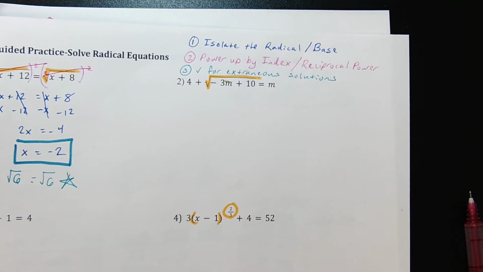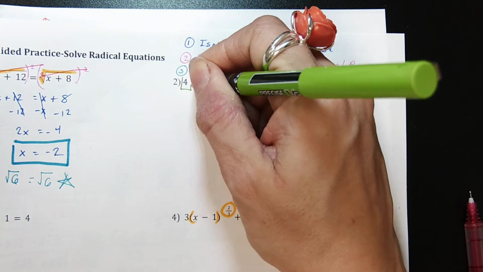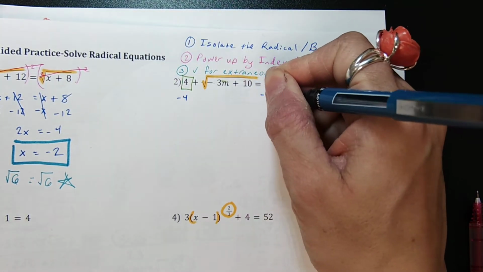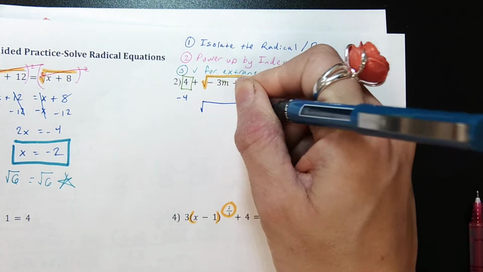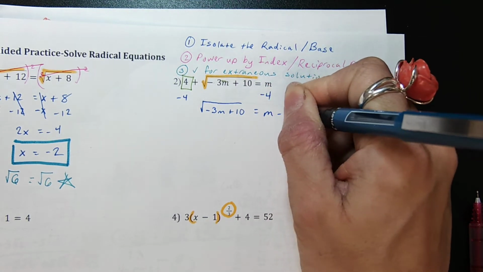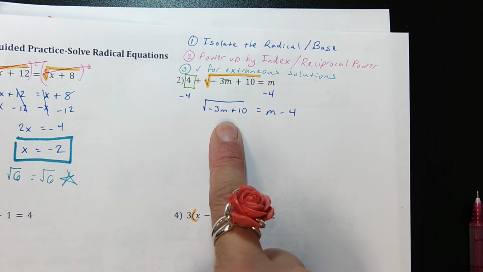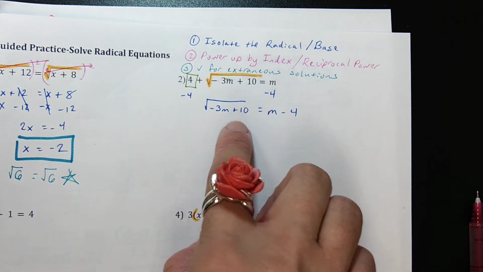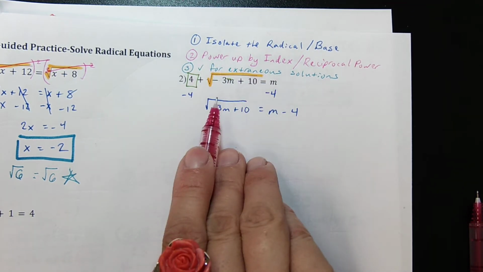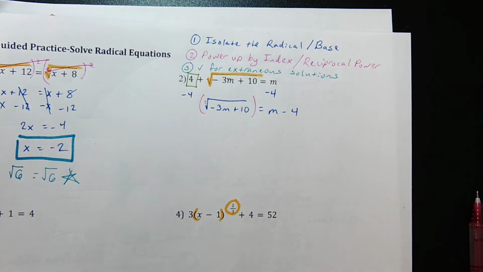On this one, what will I need to do to isolate the radical? Well, I've got this 4 that's being added in front, so I'm going to need to subtract 4 to move him over to the other side. And that gives me the square root of -3m plus 10 equals m minus 4. So now my radical is completely isolated on the left side. I can't subtract things out of the radical. So we are ready to power up by the index. The index of this radical is 2. So we're going to power up both sides by 2.